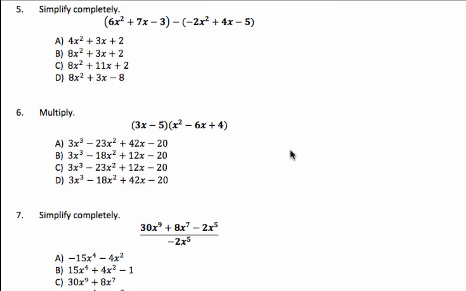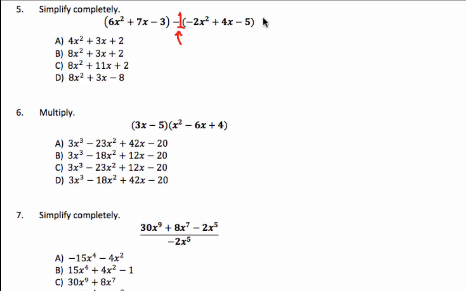Problem number 5 is asking you to subtract two polynomials. Now, when you do not see the coefficient of a polynomial, like it does not say here take away 2 of the polynomial or 3, when you do not see the coefficient, it's assumed to be 1. And the 1, the negative 1, is what you can distribute.